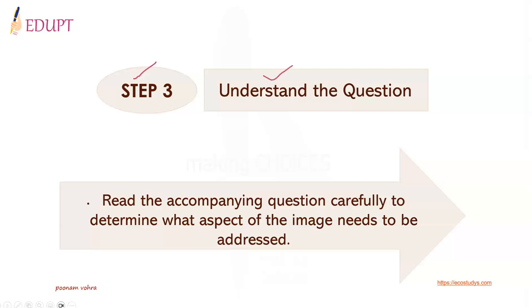Step 3. Understand the question. Read the accompanying question or instructions carefully to determine what aspect of the image needs to be addressed. For example, what does the table indicate about the contribution of the agricultural sector to GDP? That means you need to focus on the contribution of agricultural sector to GDP. Or identify and explain the economic issue depicted in the image. So find out what economic issue is being depicted and write the answer based on that.